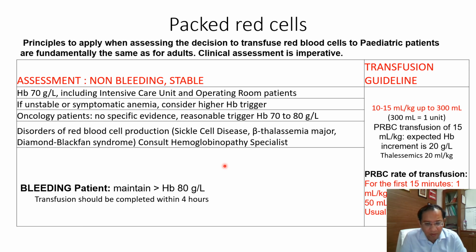For a bleeding patient, we maintain the hemoglobin greater than 8 gram per deciliter, and the transfusion guideline says that the dose should be 10 to 15 ml per kg up to 300 ml, which is 1 unit. We anticipate after we give this dose of 10 to 15 ml per kg, the increment should be around 2 gram per deciliter. For thalassemics, instead of 15 ml, we can go to 20 ml per kg. Now, once we start the transfusion, because thalassemics and these patients are multiply transfused, the first 15 minutes is very crucial, and that is why you need to go very slow. So for the first 15 ml we run 1 ml per kg per hour, and then we increase the rate when everything is going normal.